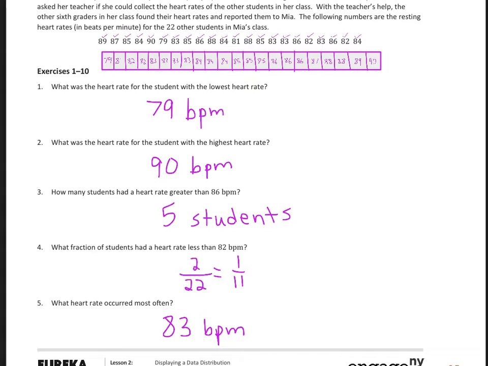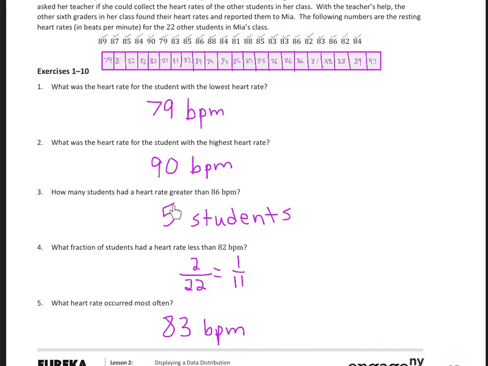And now you answer the question. The lowest heart rate will be on the farthest left, 79. Highest is 90. Heart rate greater than 86 would be the 87, 88, 88, 89, and 90. So 5 students. And for the fraction of students with less than 82, we will start with our total of 22 students. With 22 at the bottom, I then count 81 and 79, which are the only two less than 82 beats per minute. And then I can simplify that to 1 out of 11.